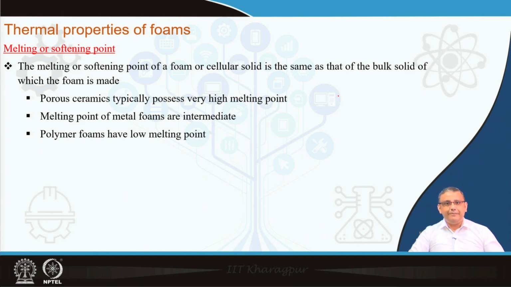So, we can expect that porous ceramics, because ceramics have a very high melting point because of their covalent and ionic bonding, also have a high melting point, and the melting point of polymers is very low, and the melting point of metal foams is intermediate between the ceramic and polymer foams.